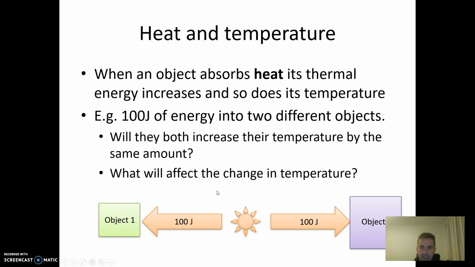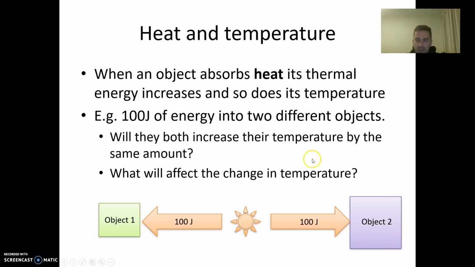Okay, so when an object absorbs heat, which is energy, its thermal energy is going to increase, and so we know that its temperature will increase as well. For example, if we imagine there's 100 joules of thermal energy being transferred into two different objects, object 1 and object 2, will they both increase their temperature by the same amount? Well, they're different, aren't they? So it would seem kind of logical that maybe they wouldn't. The next question is, what will actually affect this change in temperature?